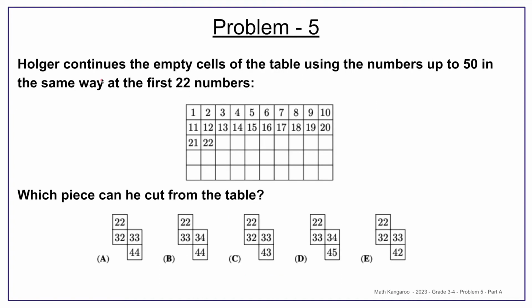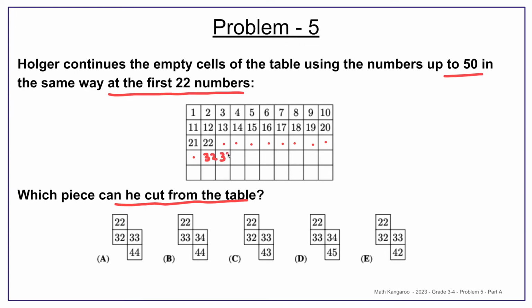Problem 5. Holger continues the empty cells of the table using the numbers up to 50 in the same way as the first 22 numbers. Which piece can he cut from the table? So he cuts from 22 and we have to find out what comes underneath. So we say 22, 23, 24, 25, 26, 27, 28, 29, 30, 31 and 32 comes here and 33 comes here.